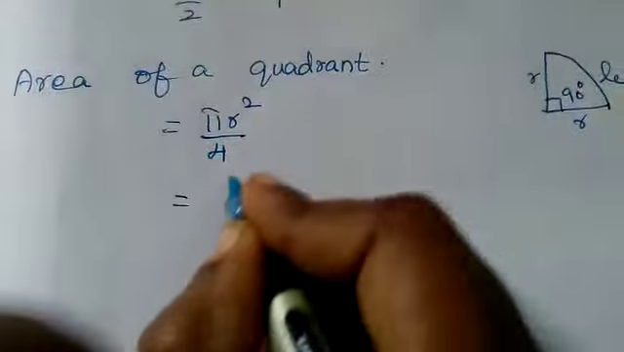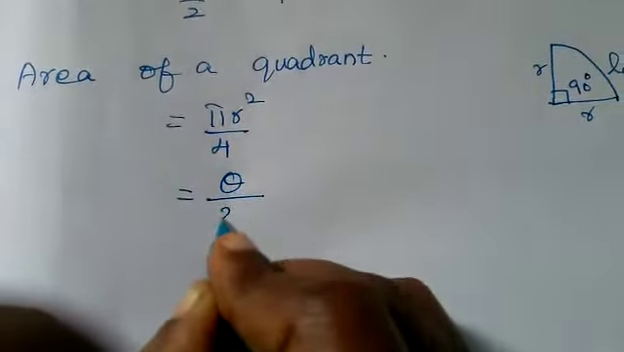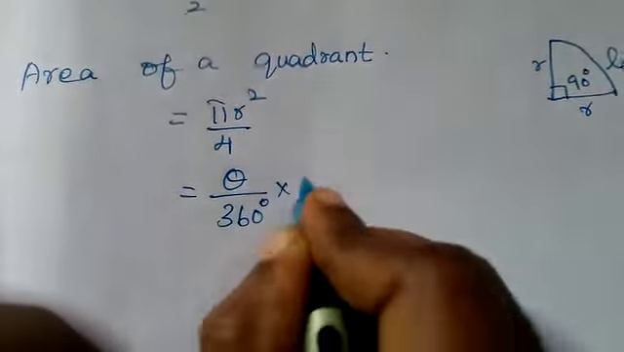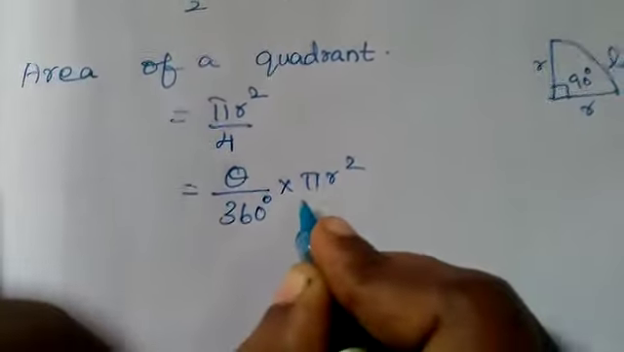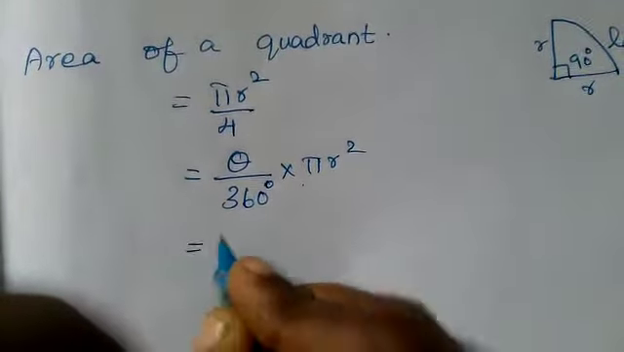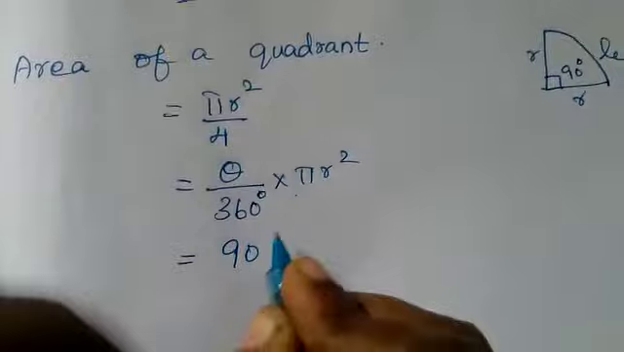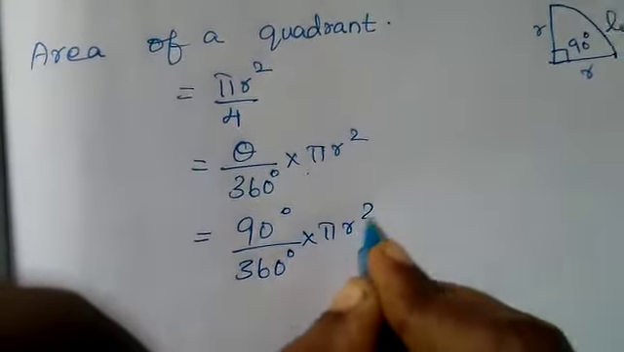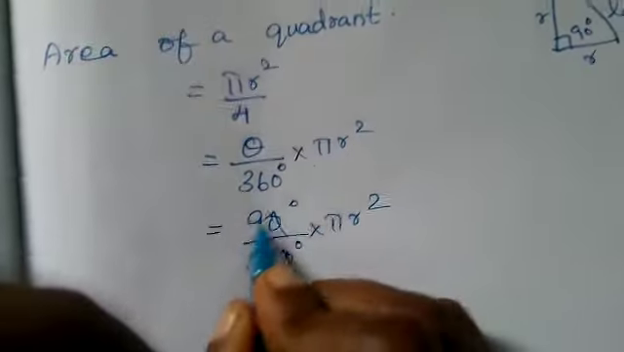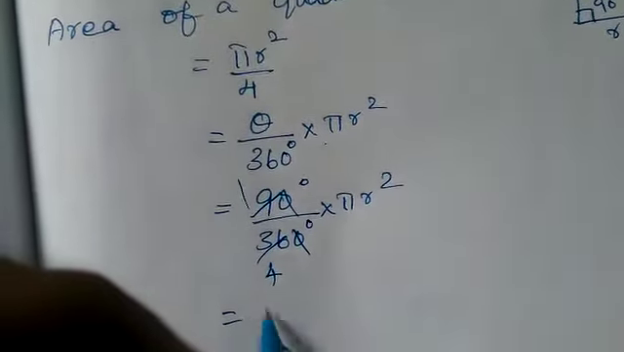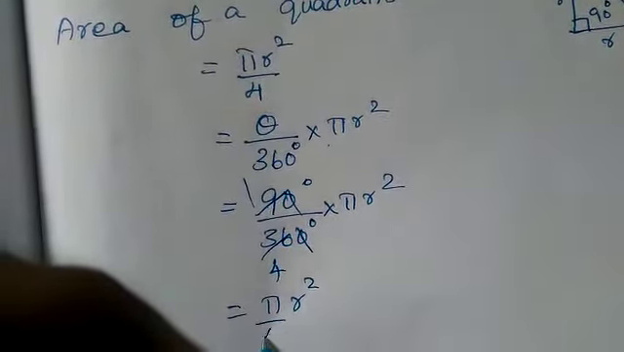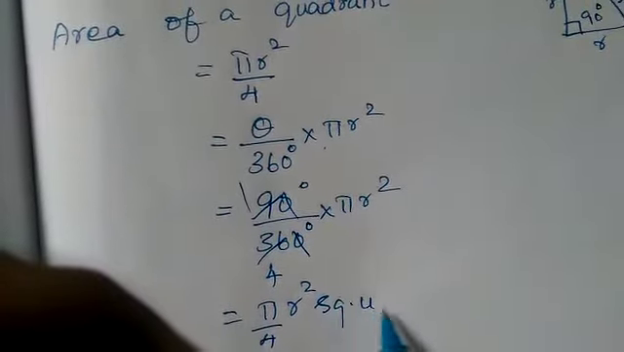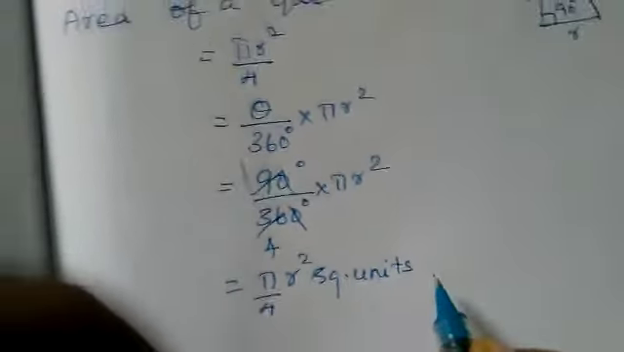Now in sector form, how do you write? Theta by 360 degree into pi r square. Sorry, what's the theta value? 90 degree. 90 by 360 degree into pi r square. Zero cancel. 1 9 is 9, 4 9s are 36. So pi r square by 4 square units. This is the area of a quadrant.